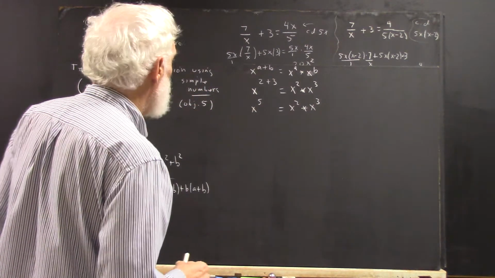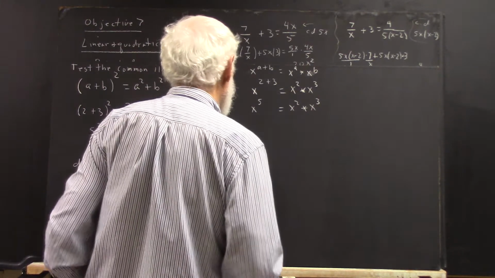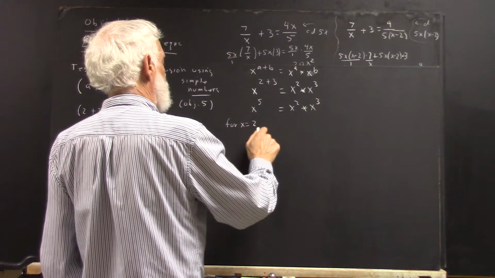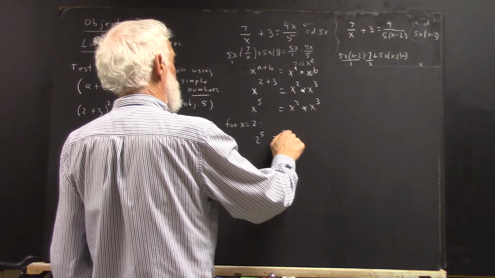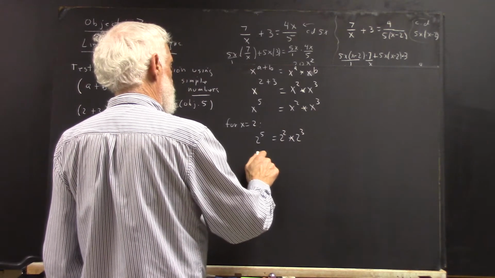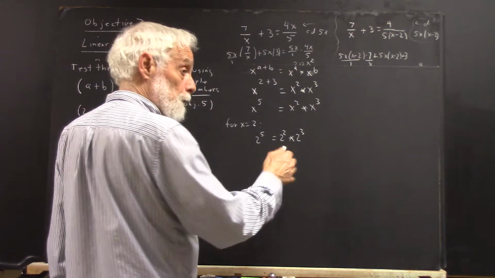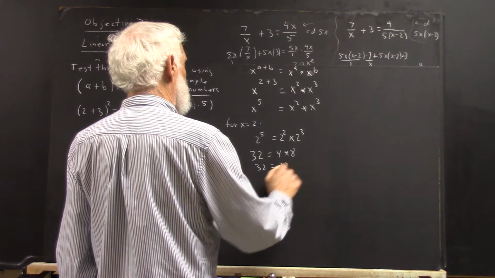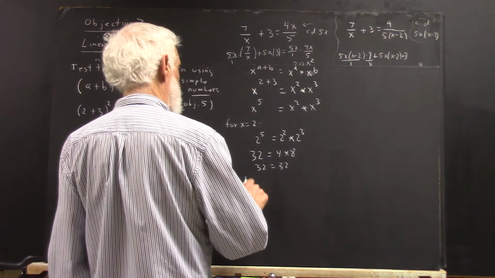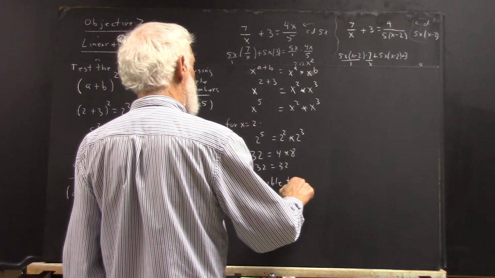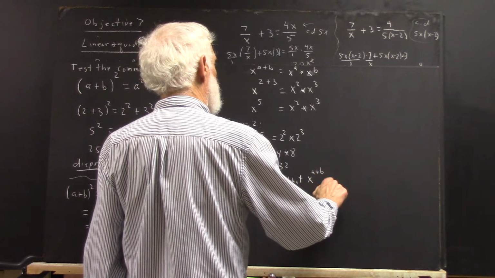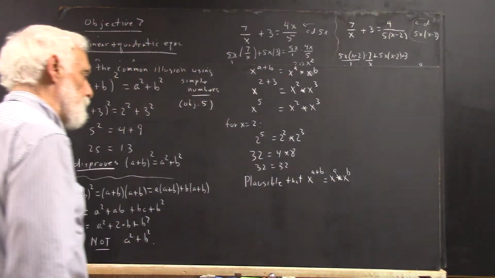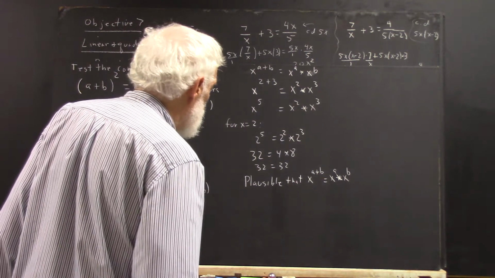I'm going about this in a little bit of a clumsy manner, but we need a number for x. Well, let's choose an easy number for x. Let's let x equal 2. That would be 2 to the 5th equals 2 squared times 2 cubed. And 2 to the 5th is 2 times 2 times 2 times 2 times 2, that's 32. 2 squared is 4, 2 cubed is 8, 32 equals 32. At this point, we would say it's plausible that x to the a plus b equals x to the a times x to the b. We haven't proven it.